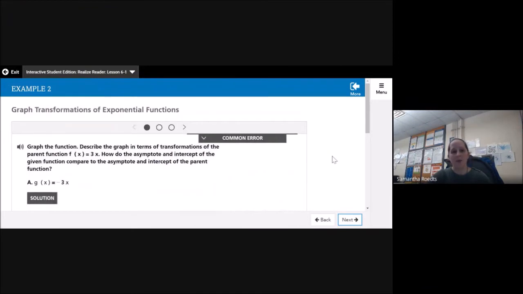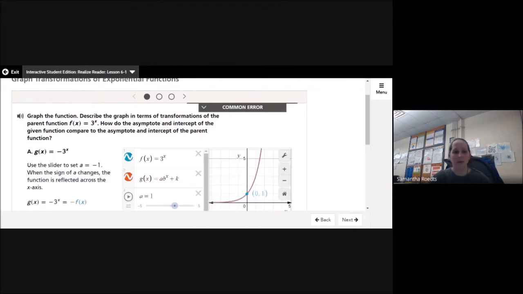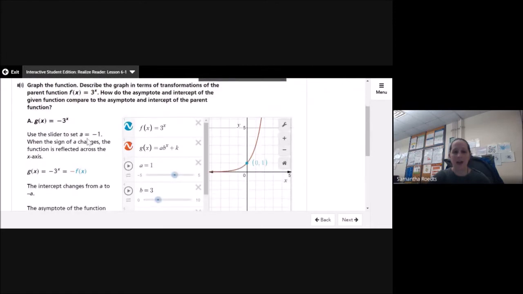Example 2, graph transformations of exponential functions. Graph the function, describe the graph in terms of transformations of the parent function f of x equals 3 to the x. How do the asymptote and intercept of the given function compare to the asymptote and intercept of the parent function? So g of x equals negative 3 to the x power, so I have a negative. Okay, so I use the slider to set a equals -1.